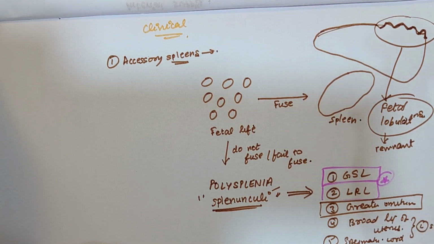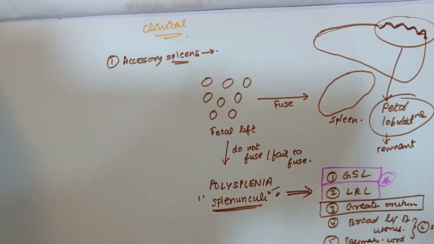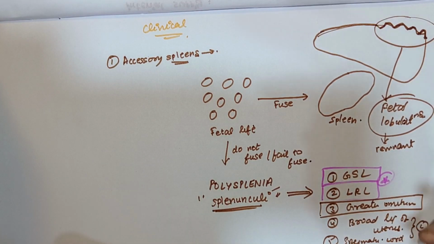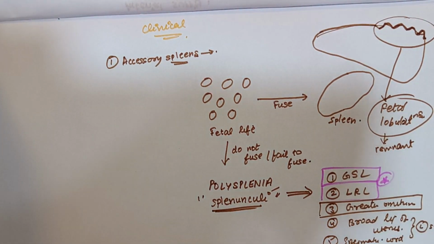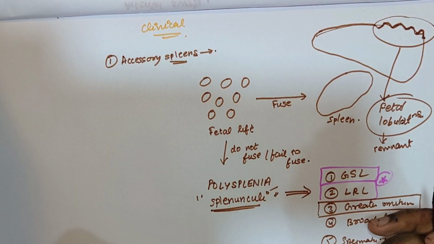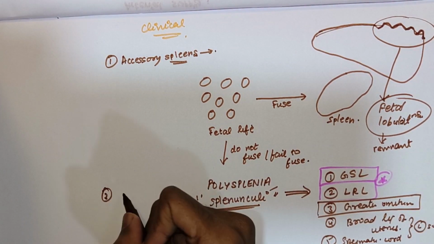Side as in the orientation of the spleen, because there is a single spleen, you need not identify which is left or right. So yeah. Okay, let's talk about the second clinical topic, that is splenomegaly.